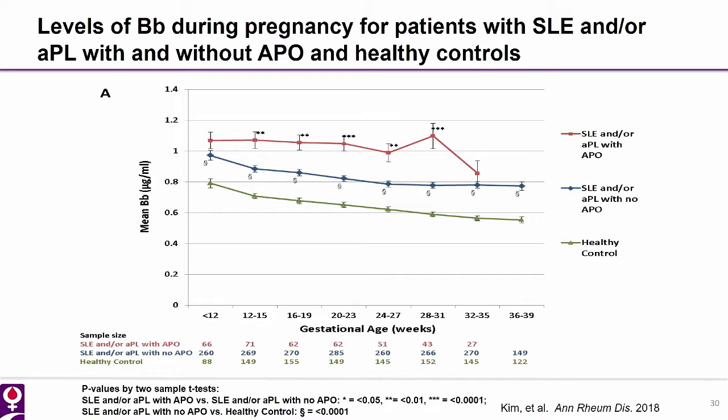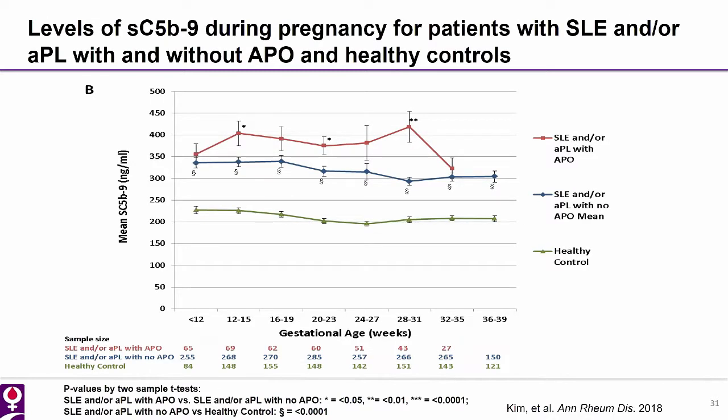The blue line is lupus patients with or without antiphospholipid antibodies and no adverse pregnancy outcomes, and then the healthy controls who were remarkably healthy are shown there in the green. And by 12 to 15 weeks, left-hand side of the slide, second bullet points over, you could see a statistical difference in BB. Same thing is true of soluble C5b-9, although I'm told by statisticians this was less impressive, though significant.